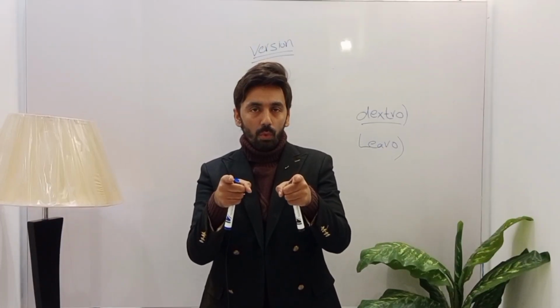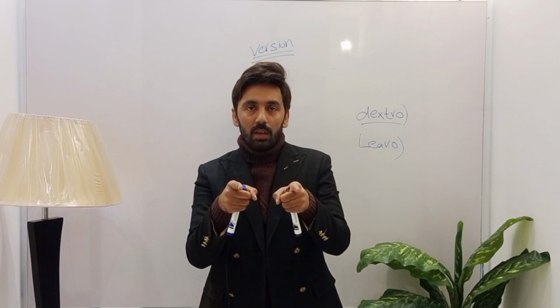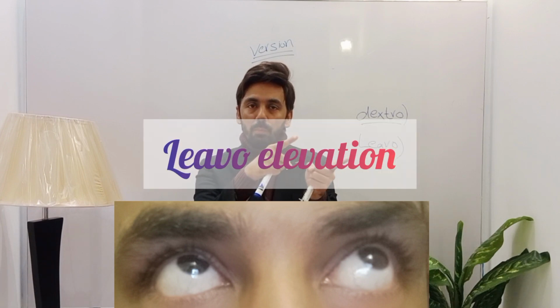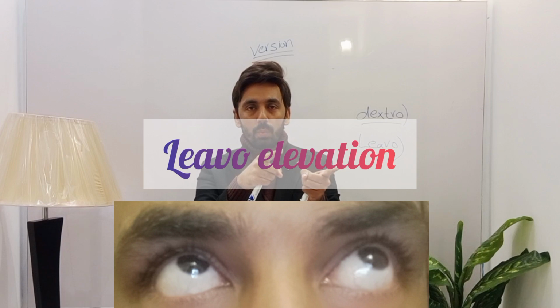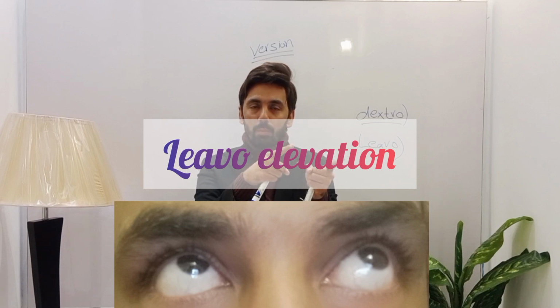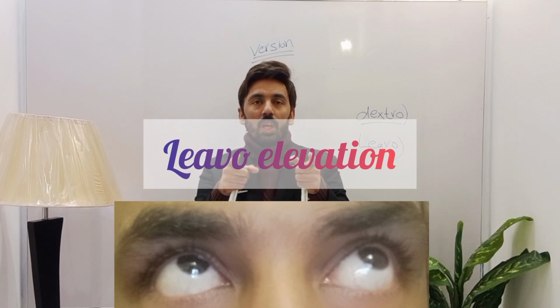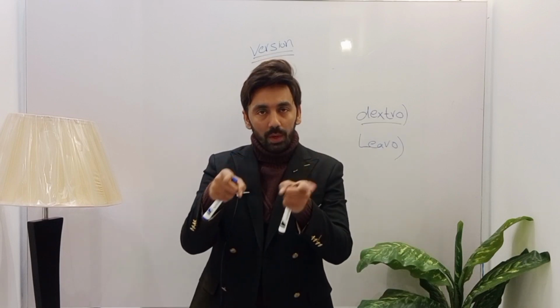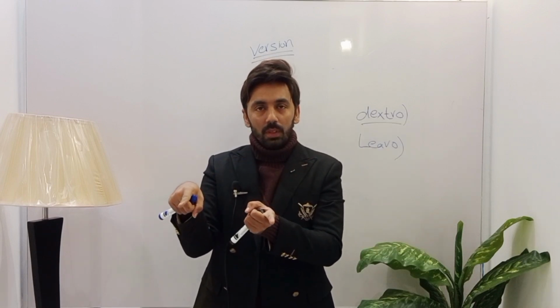Now example number four: if both your eyes are moving in an upward direction but to the left side, that would be levo elevation. Levo means left, elevation means upward, right? So this is also a version, levo elevation.